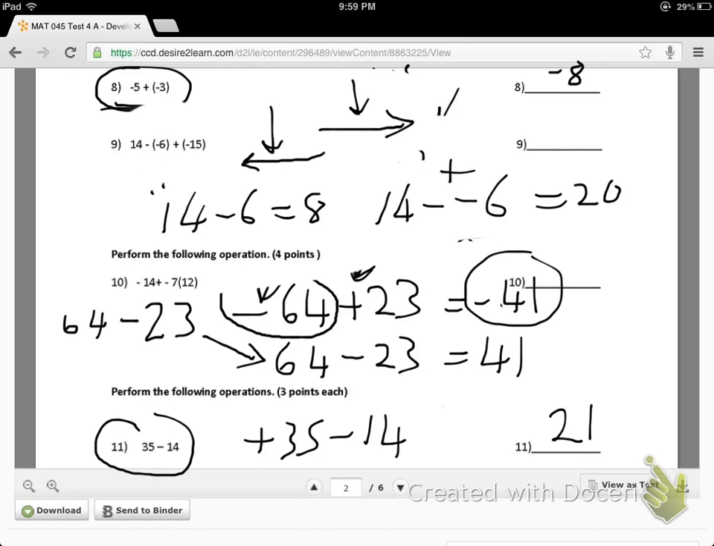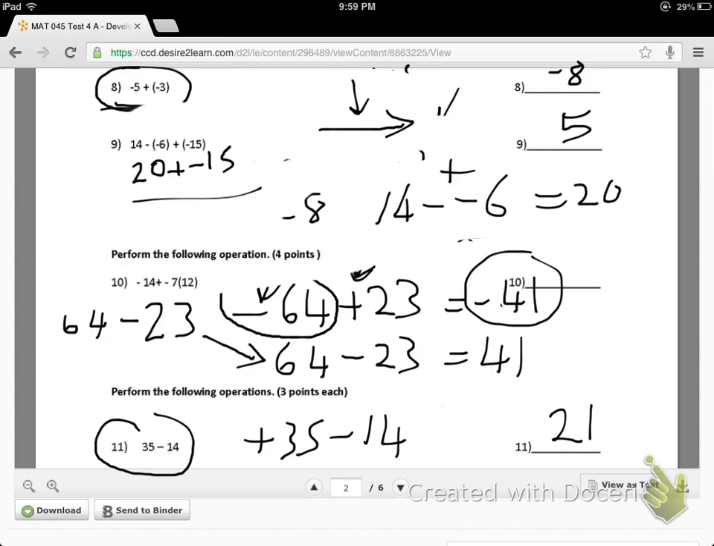So 14 add 6 is 20. Then when you add a negative 15, you're just taking away 15. The answer's 5. And I think that's all the questions done there. There you go.